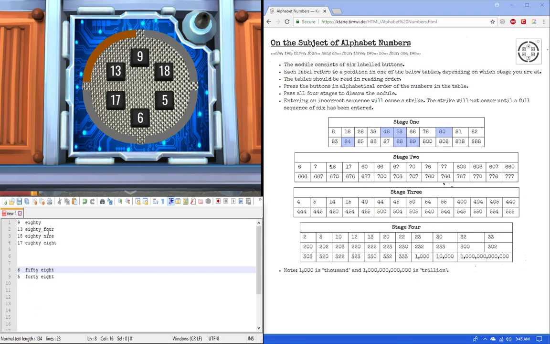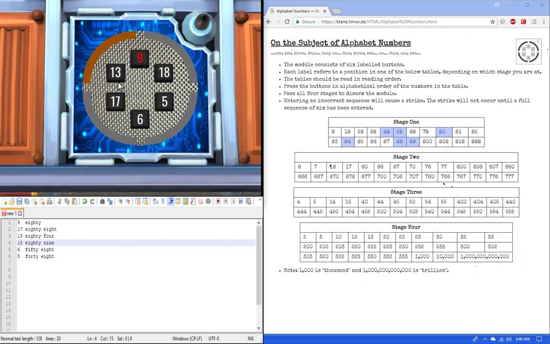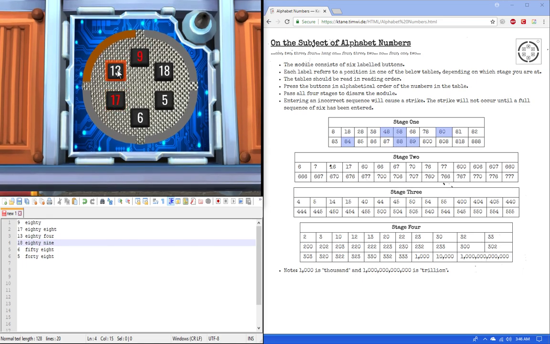So now let's look at the 80s here. This is going to come first because there's nothing else left of it. Then we have 84. Actually, 88 is going to come first because the E becomes the F. Then the 84, then the 9, and then we can bring back our 50s here. And there, everything's alphabetized. So we have 9, 17, 13, 18, 6, 5.